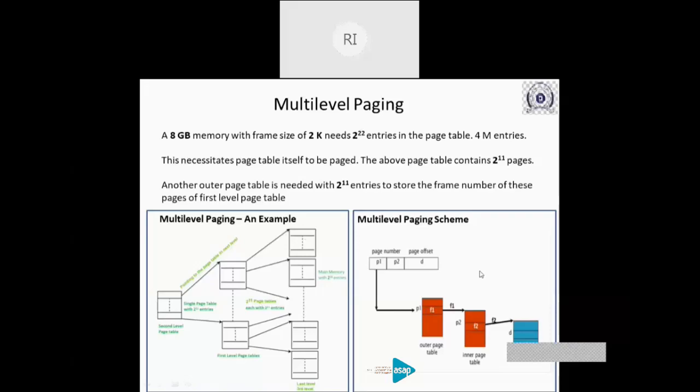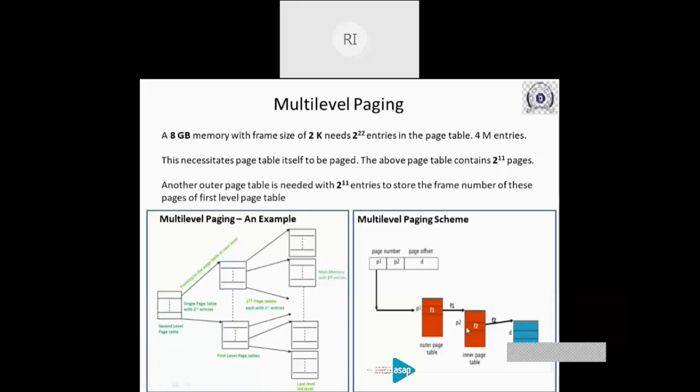After taking this F1, we go to the frame. This is nothing but one of the frames of the page table, and in this example, this particular frame will contain 2^11 page table entries. After reaching this frame, we need to find which entry within the frame in the page table we need. That is given by P2, the index in the inner page table.